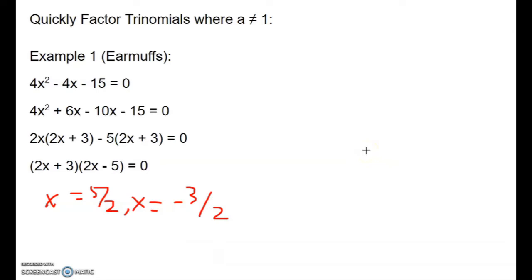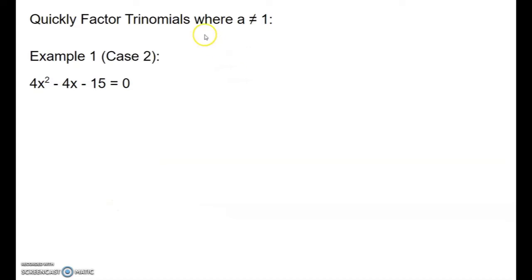Now we're going to try this same example again, but this time we're going to use a different method to factor, and that method is called case 2 factoring. The first step of this method is pretty similar to the Earmuffs method, where you would take this coefficient and multiply it to the constant. The difference, though, is that you would set it up in a way that makes it so that you would use the AM method instead.